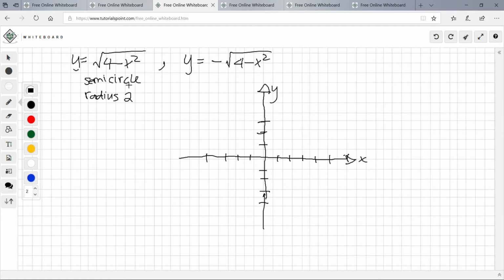Okay, so we said we're going to graph this part. It's a semicircle, and it has a radius of 2. So here's 0, and it has a radius of 2, so we're going to go right 2 units, 1, 2. 2 units left from the origin, so 1, 2. And 2 units upwards from the origin, so 1, 2. So it should look something like this.